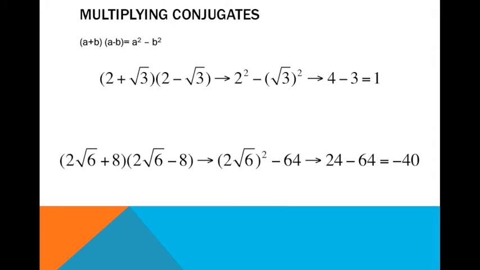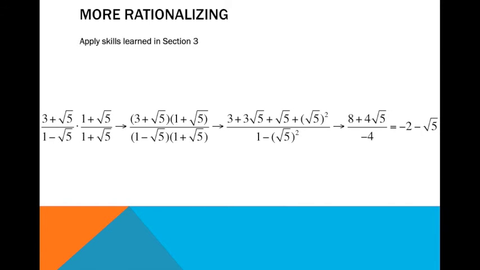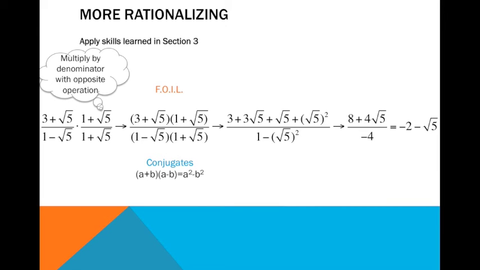Lastly, we will be rationalizing again, using the skills that we learned earlier in this section. In order to get rid of the radical in the denominator, you must multiply the denominator with the opposite operation in terms of 1. Then, by using FOIL and our knowledge of conjugates, we'll simplify the problem to 8 plus 4 root 5 over negative 4, which equals negative 2 minus root 5.